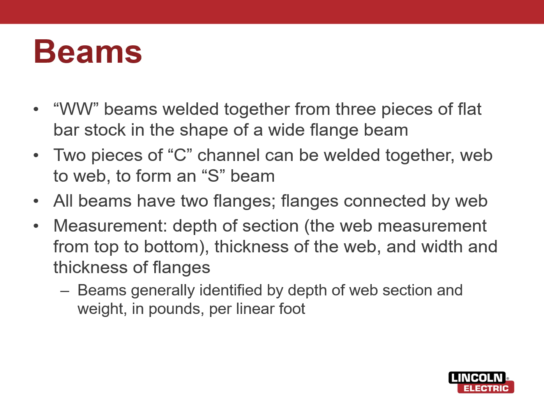So W-beams can get welded together from 3 pieces of flat bar stock in the shape of a wide flange beam. 2 pieces of C channel can be welded together web to web to form an S beam. So that'd be like getting 2 C channels and welding the toes together to make almost like a weird shaped tubing that was a box but hollow through the center. All right, that would be called an S beam. So for it to be considered a beam, they have to have 2 flanges and flanges connected by a web. All right, because that's the structural shape, right, requires the flanges and stems.